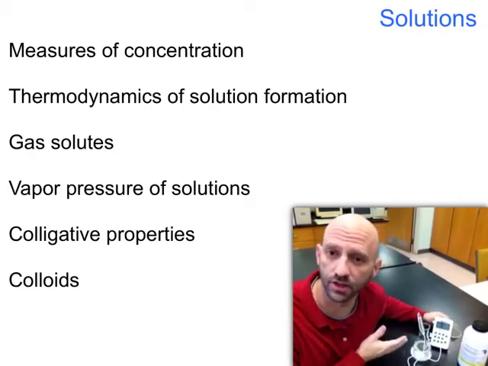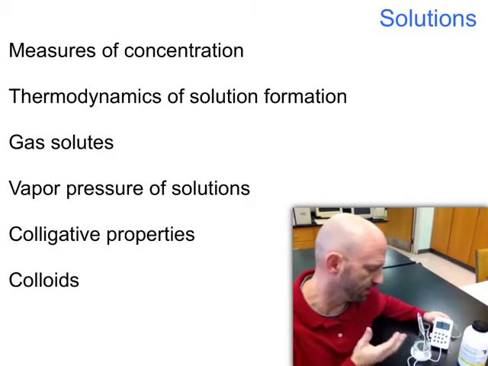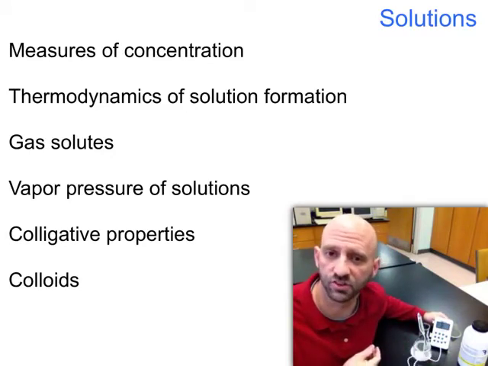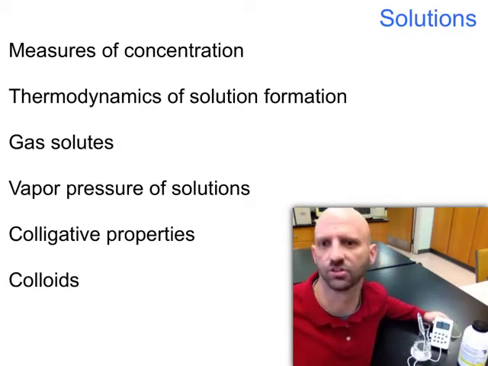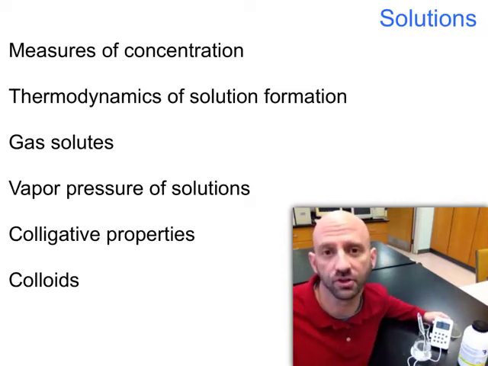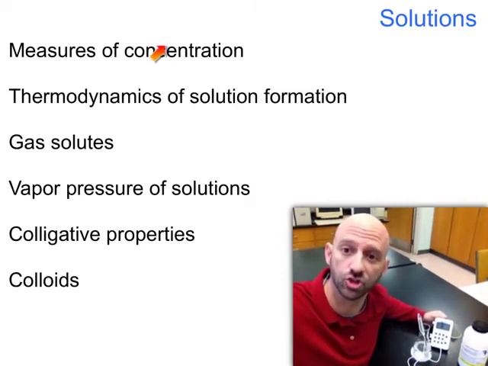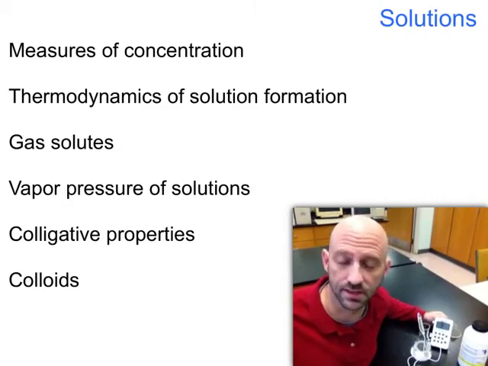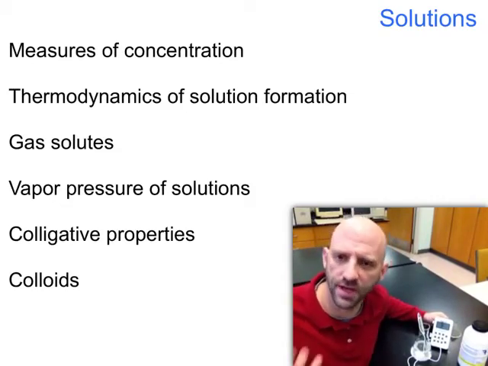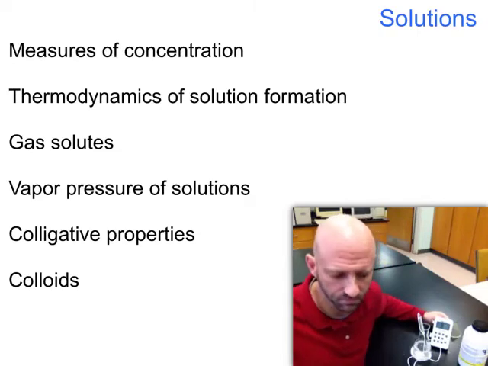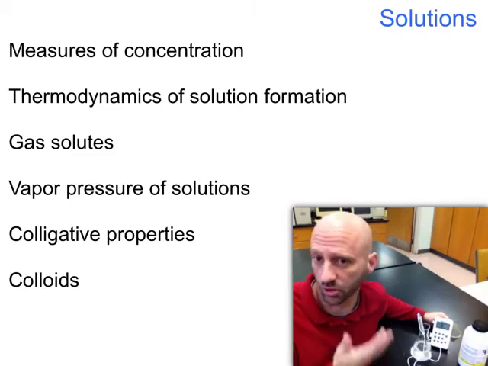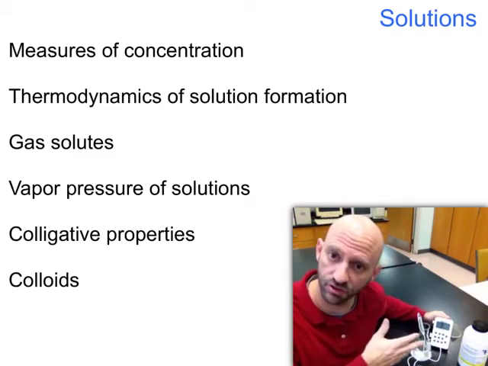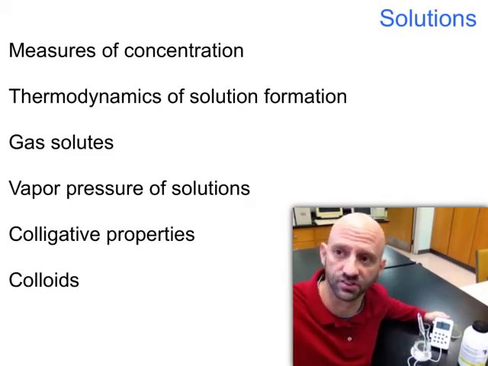Now this solution has a certain concentration. If I paid attention to how many grams of ammonium nitrate I was adding, I could have gone ahead and figured out the molarity of the solution, or the molality of the solution, or the mass percent, or some other types of measures of concentration. And that's what we're going to start in the next video, different ways to measure the concentration of solutions. We'll also talk about, instead of putting a solid into a liquid, dissolving liquids into other liquids and dissolving gases into liquids.